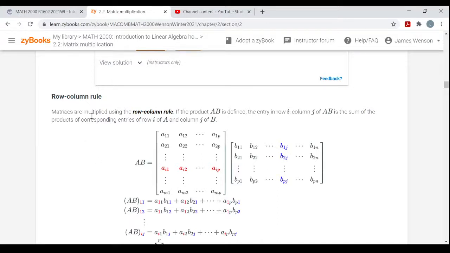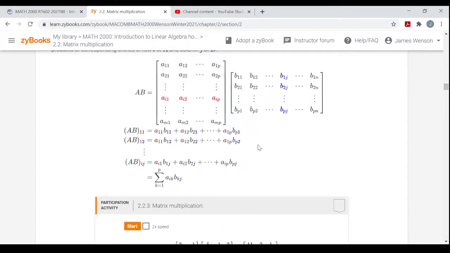So matrices are multiplied using the row column rule. If the product AB is defined, so if all the size requirements are met, the number of columns of the left matrix is the same as the number of rows of the right matrix. If the product AB is defined, the entry in row I, column J of the product AB is the sum of the products of corresponding entries of row I of matrix A and column J of matrix B. And they highlight this here.